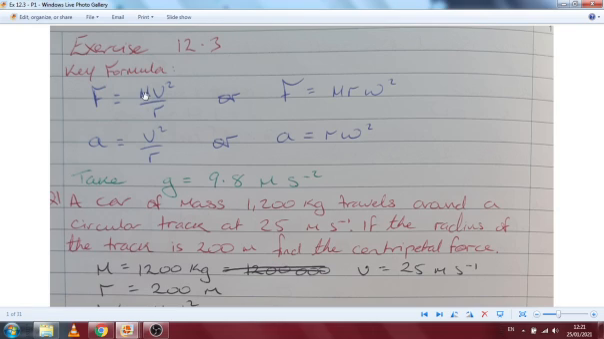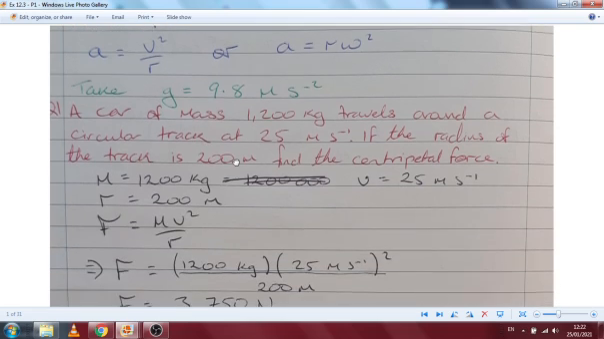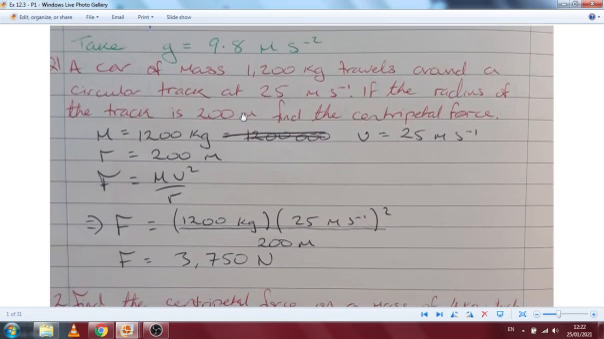So force is equal to mass times velocity squared over radius, or acceleration is equal to velocity squared over radius, and then alternatively your force is mass times radius times angular velocity squared, or your acceleration is radius times angular velocity squared. In these 8 questions we're told to take gravity as 9.8 meters per second squared.